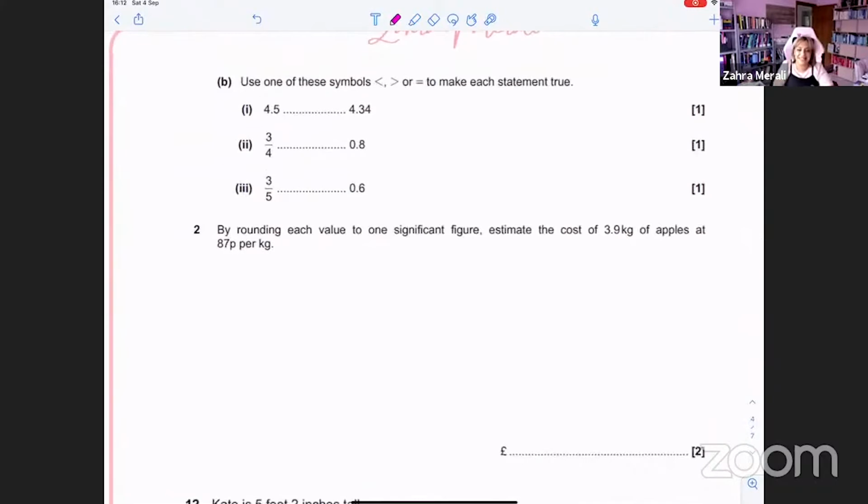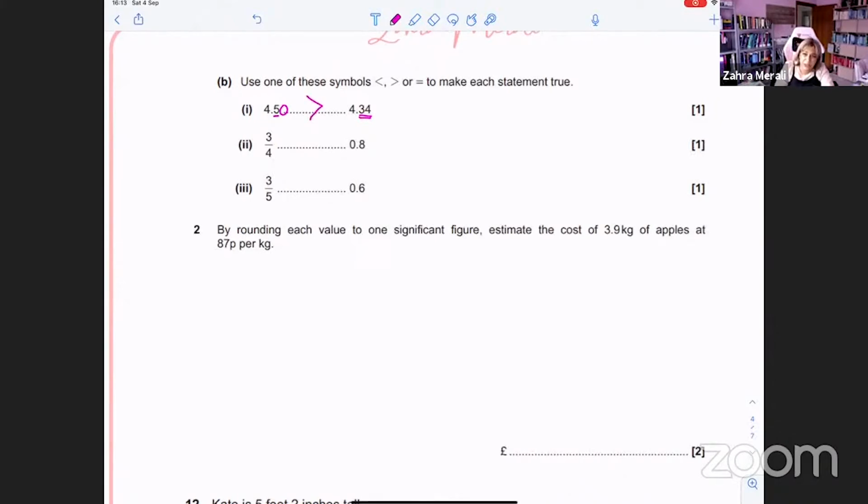Right, so we've got some signs here. We've got smaller than, so where the tip of the arrow is, if you like, that's going to be the smaller number. Where it opens out is your bigger number. So we've got 4.5 and 4.34. Now remember, if it's not the same number of digits, if this is just 5, add a 0 because it'll make it easier for you to see. Because then you're comparing 50 and 34. Which one is bigger? 50 is bigger. So the open mouth is towards the 50.